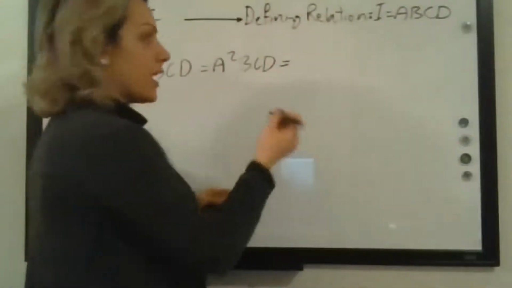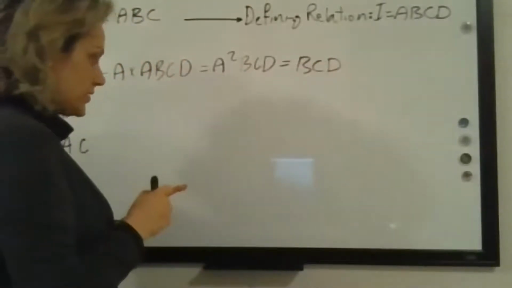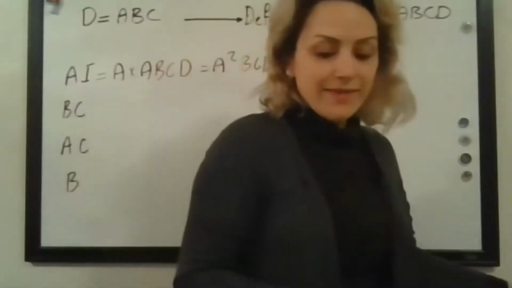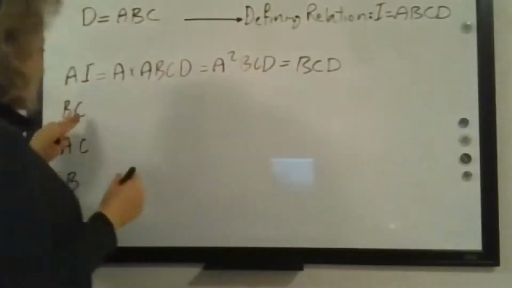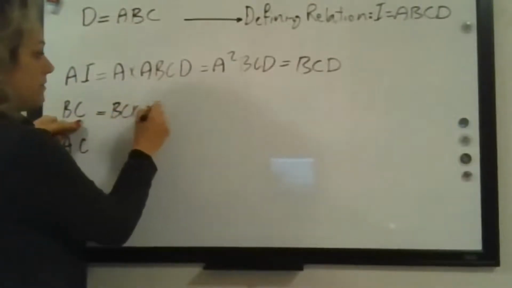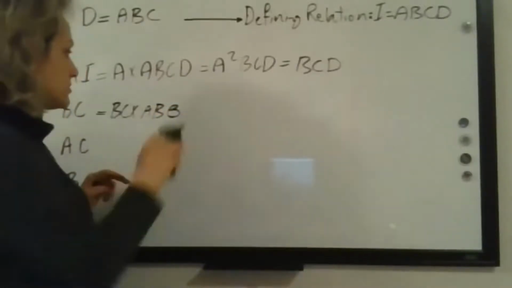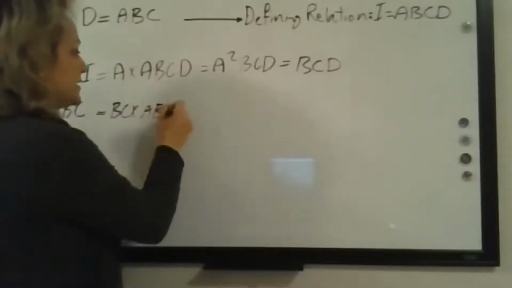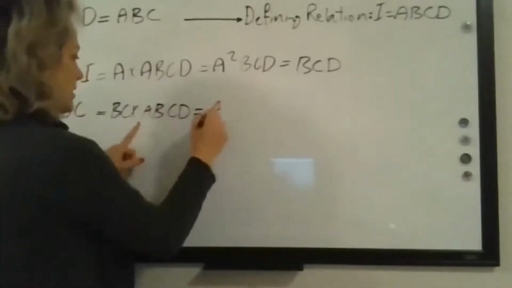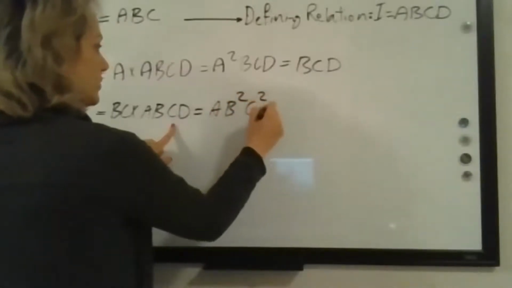So here I'm going to have B, C, D. This one I don't consider, it's going to be equal to I. It's A squared. And then we can do that for the rest of it, for example for BC, multiply BC by AB, ABCD. So it would be A and B to the power 2, C to the power 2, and D.